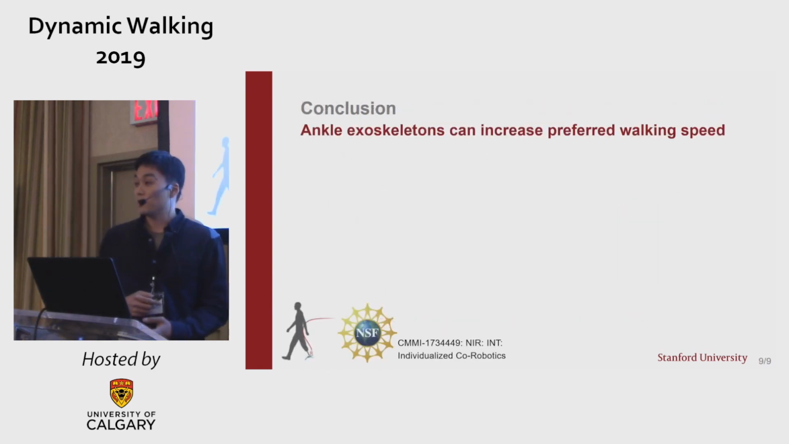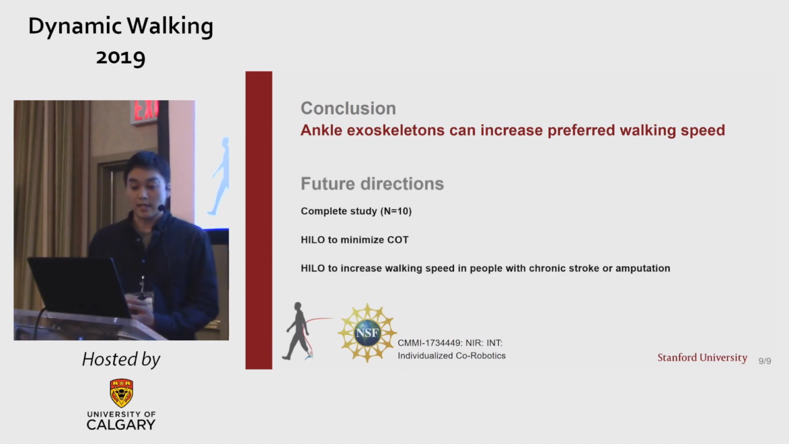Again, this is with only 1 subject, but it seems like we know how to increase preferred walking speed with ankle exoskeletons. And we are really excited about the potential extension of this study. For example, to minimize cost of transport instead of energy for a given speed, and to increase walking speed in people with chronic stroke or amputation, who would benefit a lot.